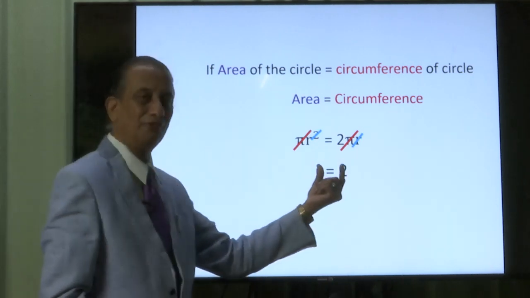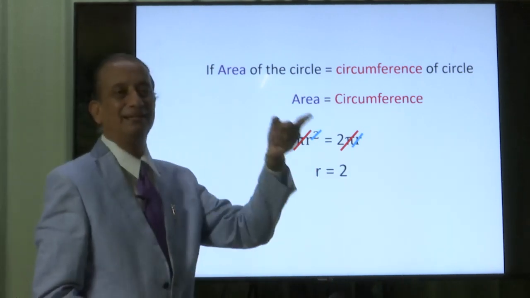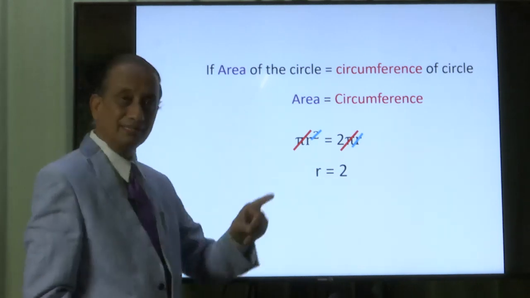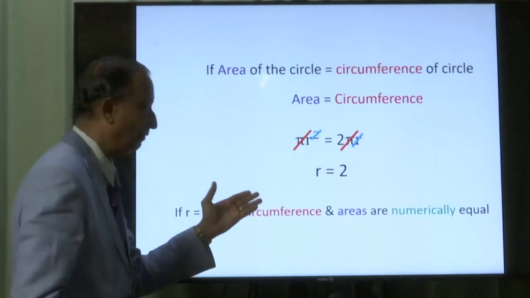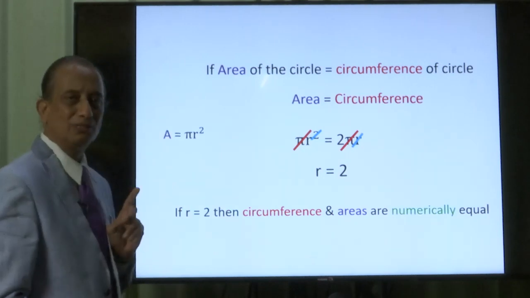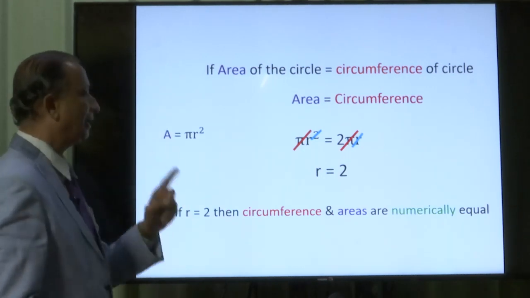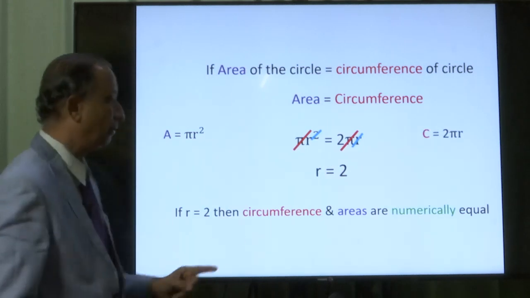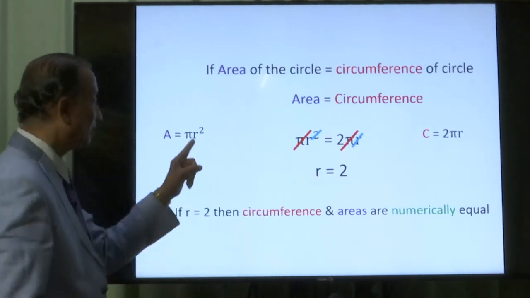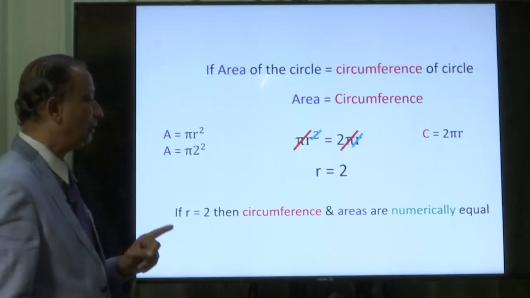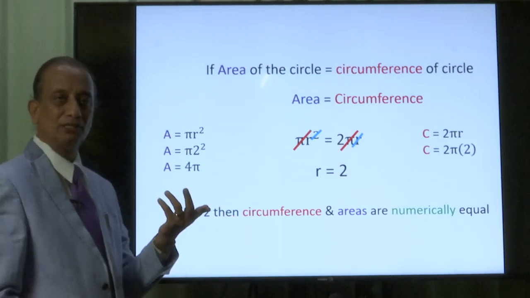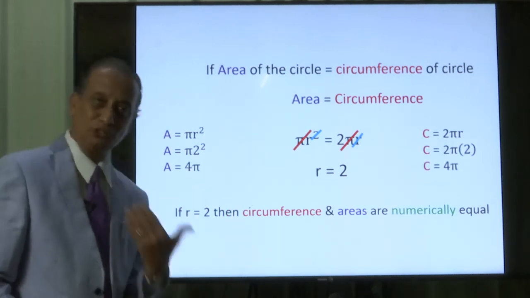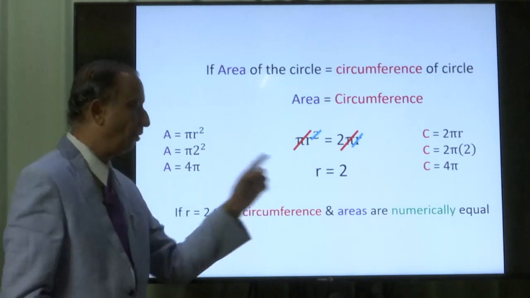So if the radius of a circle is 2 units, then the area and the circumference will be numerically equal. This is one additional point for you. So let us do one small verification. Area is pi r square, circumference is 2 pi r, and we have found the radius as 2. So let us substitute 2 here. So pi into 2 square, and there 2 pi into 2. So this is nothing but 4 pi, since 2 square is 4, and the circumference is also 4 pi. So this is possible only when the radius is 2 units.